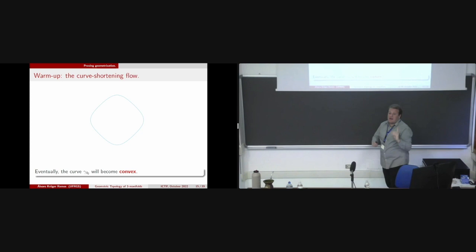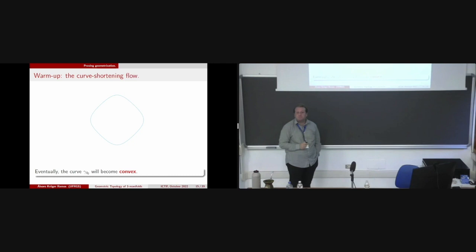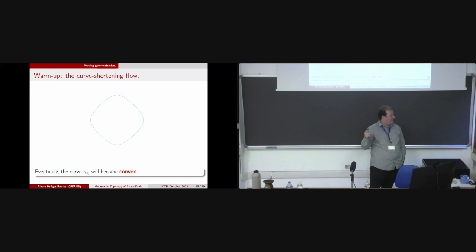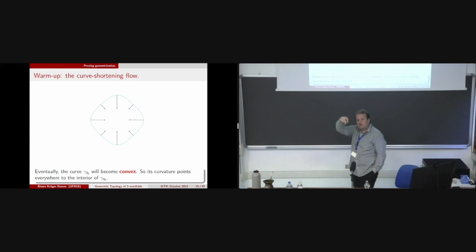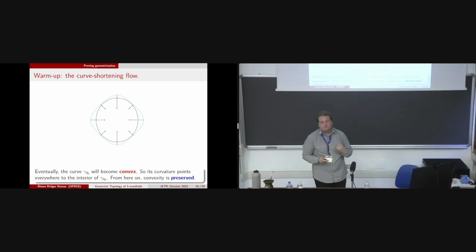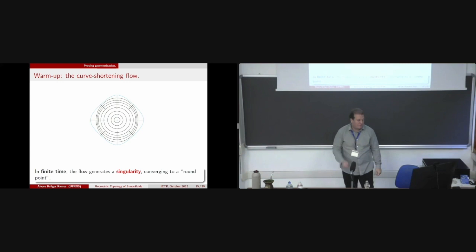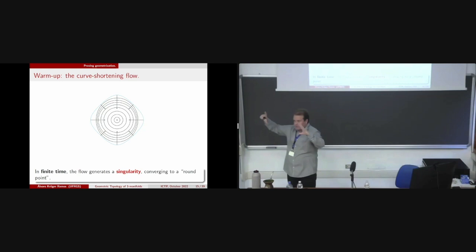This was proved, I forgot the correct reference, in the 70s or 80s. Eventually the curve will become convex. What does a convex curve mean? It means that the curvature vector points all the way to the inside. Before you had parts moving to the inside, parts moving to the outside. Now everything is going to move to the inside. So if you continue the flow, convexity is preserved. You move to the inside and you remain convex. Eventually you start getting rounder and rounder, closer to a circle, until in finite time your curve shrinks down to a point.